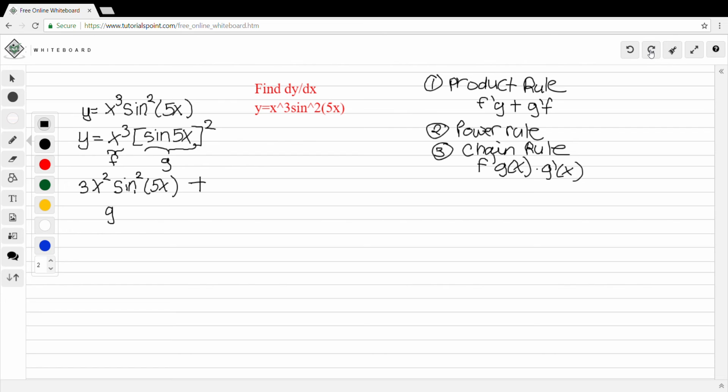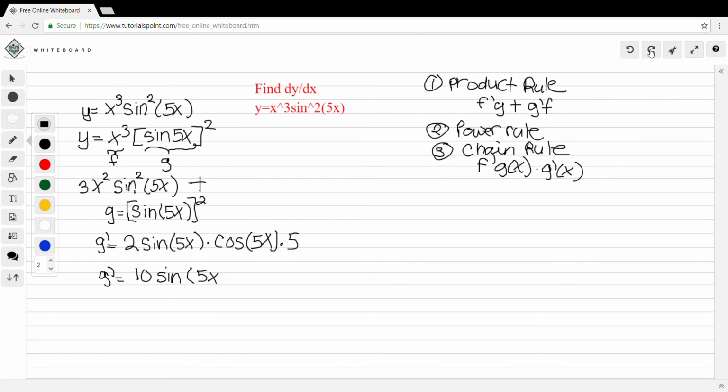And then we've got to find g prime. So we said that g is sine of 5x squared. First, in order to find g prime, we've got to do the power rule, and then we've got to do the chain rule. So first, bring down the 2, so it's 2 sine of 5x raised to the 1 power, because 2 minus 1 is 1. And then you take the derivative of sine of 5x, which is, the derivative of sine is cosine, and the 5x stays the same, and then you take the derivative of 5x, which is 5. So our g prime is 10 sine of 5x times cosine of 5x.